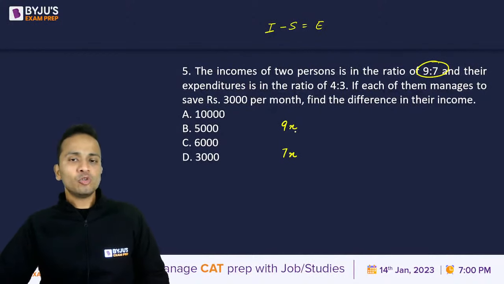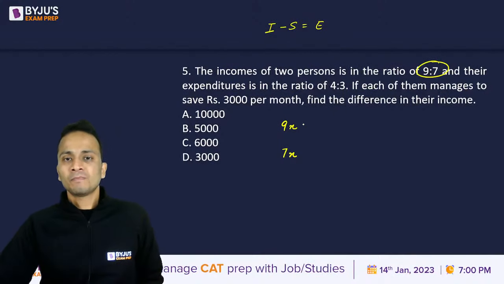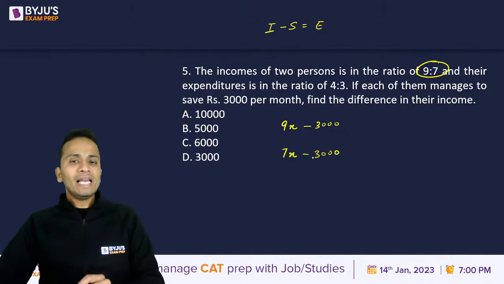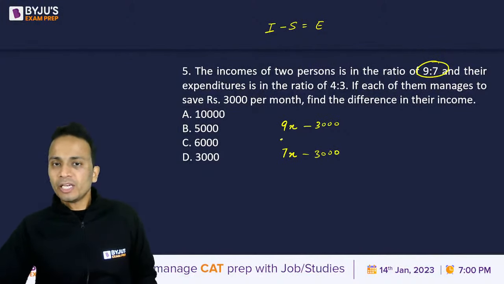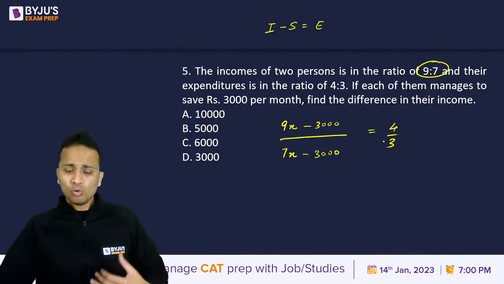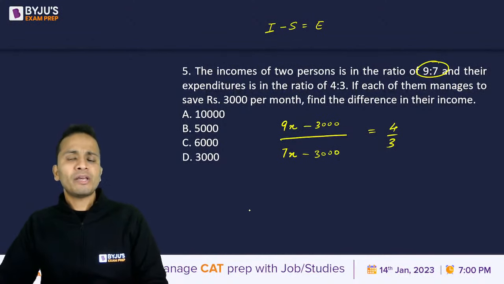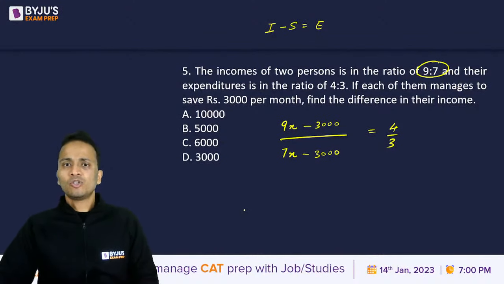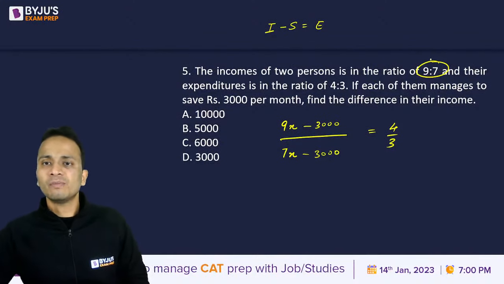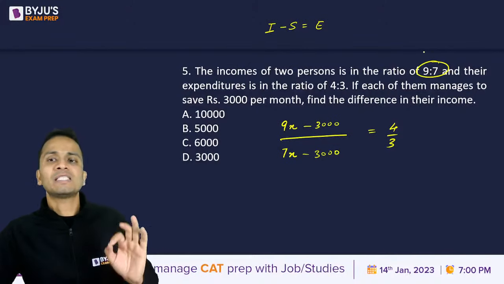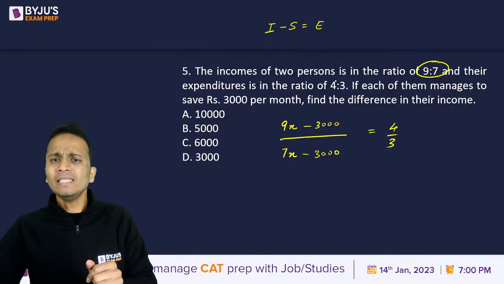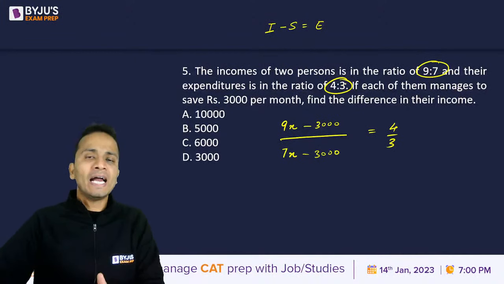So incomes assuming as 9x and 7x. If I subtract the savings, so saving done by each of them is 3000, so I'll get their expenses. Now the ratio of their expenses is given as 4 upon 3. Now, you also may do this question by using two variables. So you can use the ratio of the incomes 9 is to 7, so assuming the incomes as 9x and 7x and the expenses as 4y and 3y.